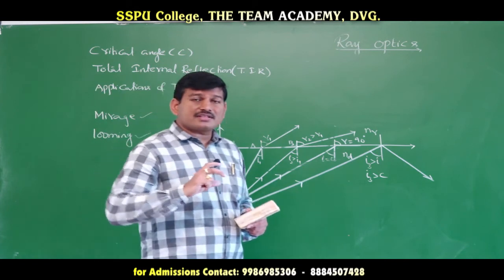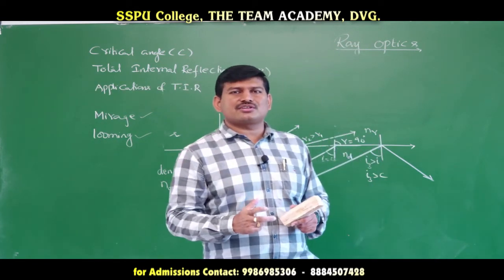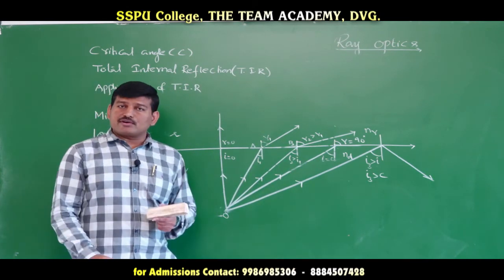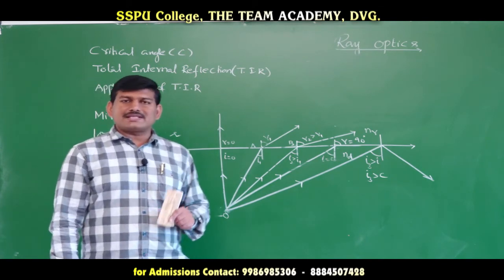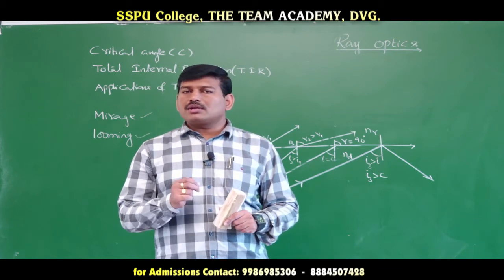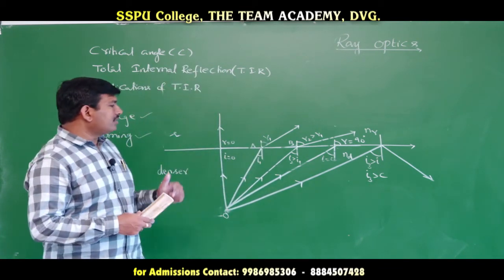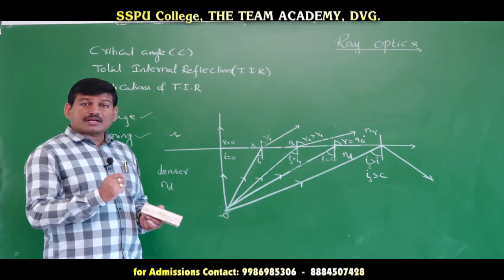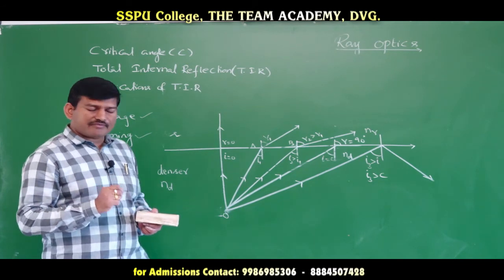And you will be having the diamond. When you are observing, the diamond is sparkling. The sparkling or glittering nature of the diamond is because of which phenomenon? Because of the total internal reflection phenomenon only. Not only that, we have some special kind of prisms called totally reflecting prisms. In those prisms, we are using the phenomenon called TIR. The totally reflecting prisms will work on this principle, means they will work on the total internal reflection phenomenon.